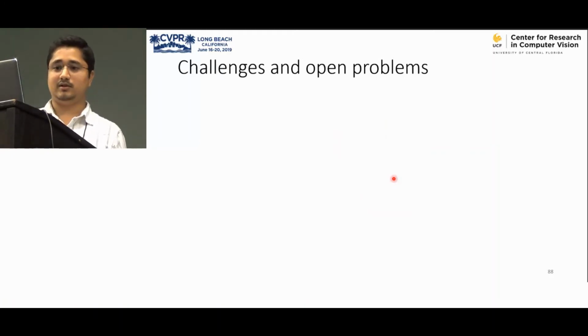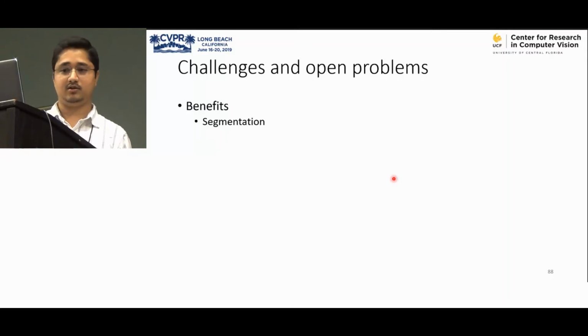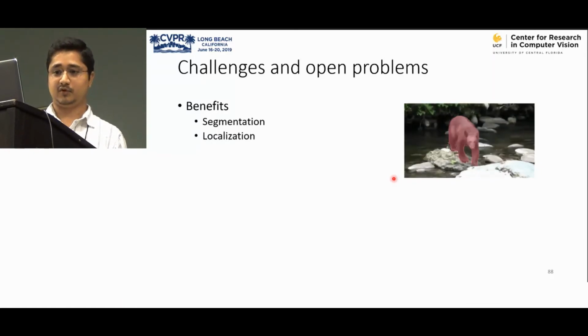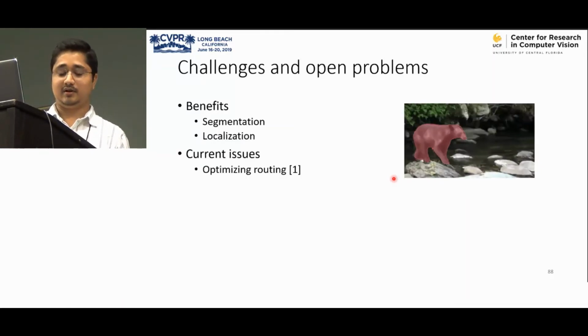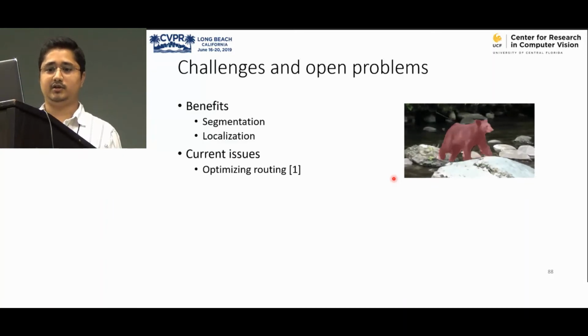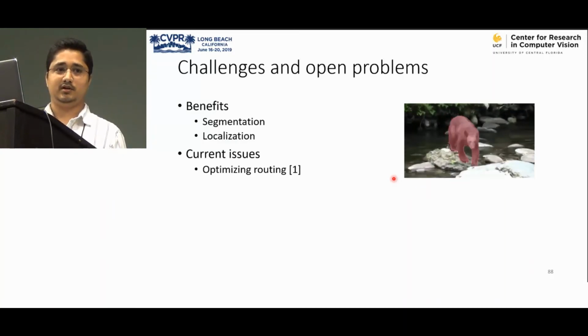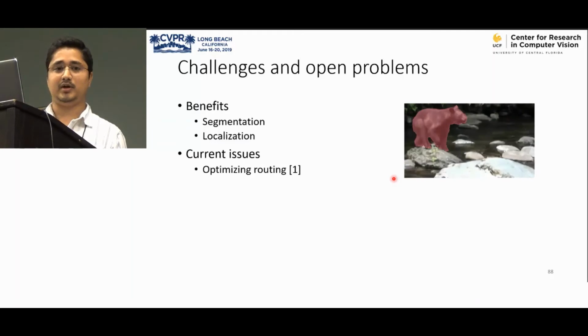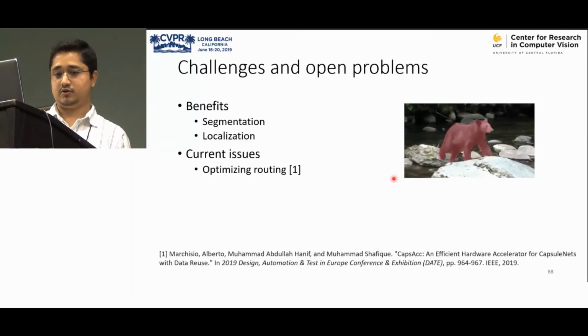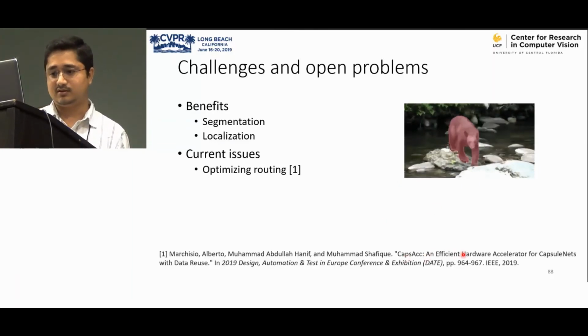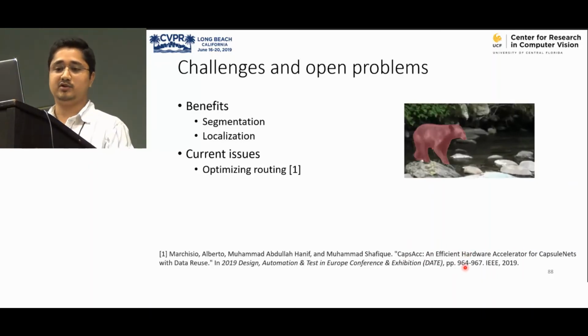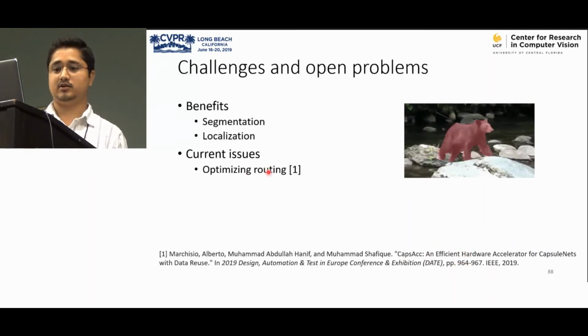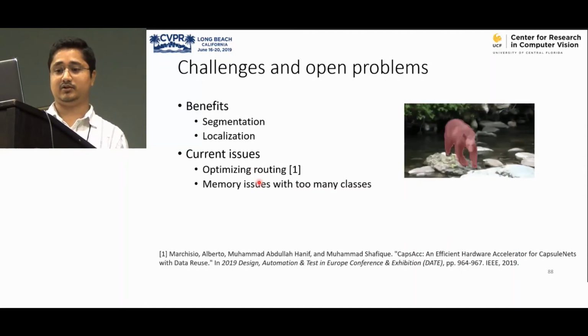Okay, so let me quickly go through the current challenges and the open problems we have in this area. The benefits, as you will see today, are that these are very effective in performing tasks where we have segmentation or localization. The current issue is the routing algorithm. It's actually not very efficient right now. The optimization process takes a lot of time, and it's also memory extensive. There is some interesting research which tries to solve this from a hardware perspective, but I think there is a lot of scope for improvement in this direction.